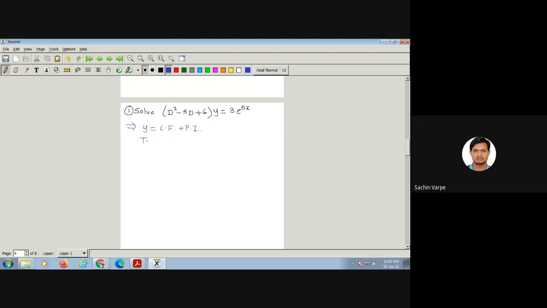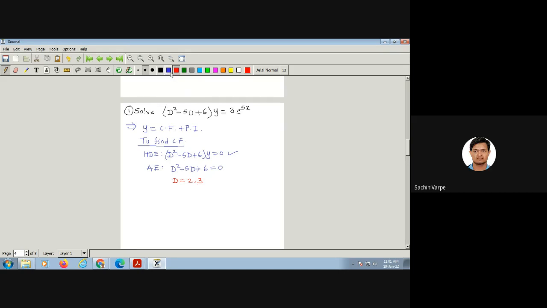Yes or no? So to find the complementary function, what do we do? We consider the homogeneous differential equation. So what is the homogeneous differential equation? Which is D square minus 5D plus 6 times y equal to 0. To solve this homogeneous differential equation, we consider its auxiliary equation, which is D square minus 5D plus 6 equal to 0, and we find the roots of this auxiliary equation. So what are the roots here? D equal to 2 and 3. Yes, sir.